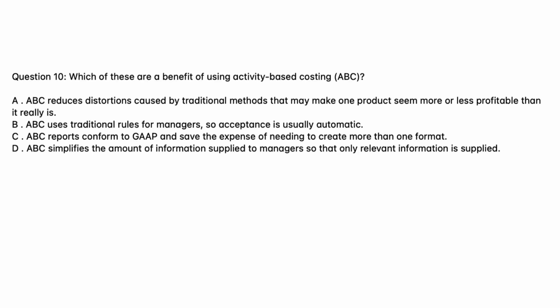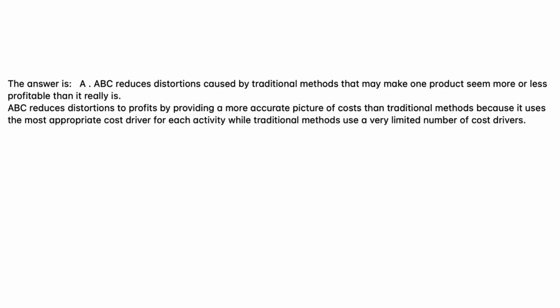Question 10. Which of these are a benefit of using activity-based costing, ABC? A. ABC reduces distortions caused by traditional methods that may make one product seem more or less profitable than it really is. B. ABC uses traditional rules for managers, so acceptance is usually automatic. C. ABC reports conform to GAAP and save the expense of needing to create more than one format. D. ABC simplifies the amount of information supplied to managers so that only relevant information is supplied. The answer is A.